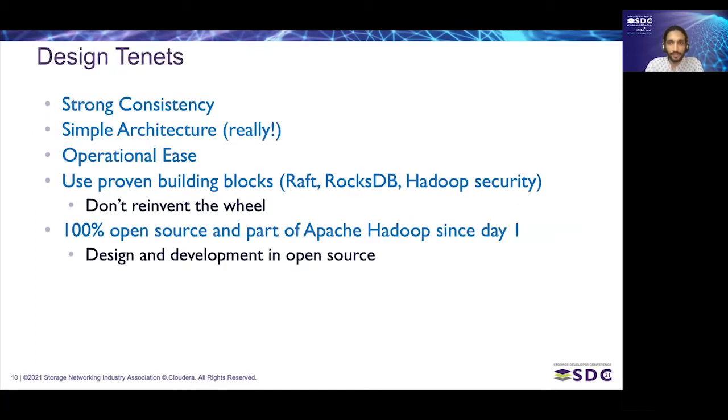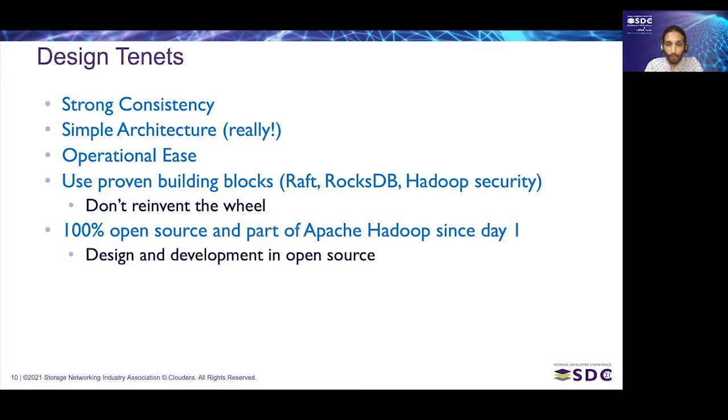Some of the design principles which Ozone takes forward: it provides strong consistency. This is due to the Raft consensus protocol. All the metadata and data operations in Ozone happen via the Raft consensus. Ozone uses a very simple architecture. There is a clean separation of block layer and namespace layer, and a central master architecture, just like HDFS, which scales to thousands of data nodes. So this also provides operational ease for administrators or users.